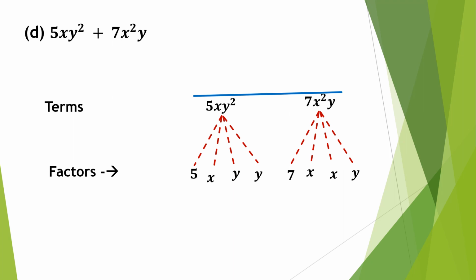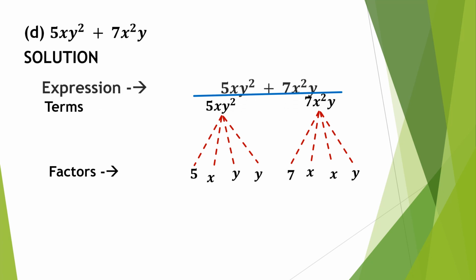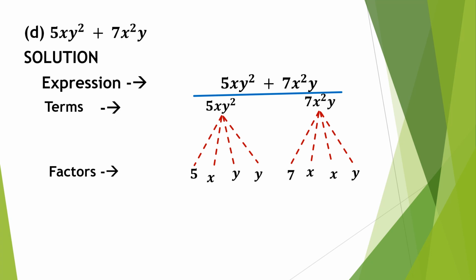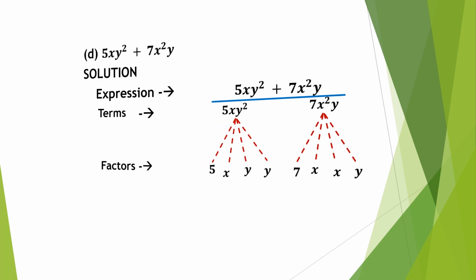Now we can see how to represent it by a tree diagram. So first we can write the expression. Expression means algebraic expression, that is 5xy square plus 7x square y. Then put a line, put an arrow mark down because there are two terms. Then write the terms 5xy square and 7x square y. Then make it into 4 parts for writing the factors.